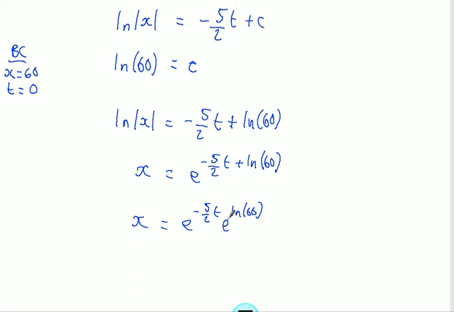Well, e and ln are inverses of one another, so it's just 60. So therefore, our final answer is that. Lovely. So that's, with a pinch of salt, the easiest type of differential equation in context.